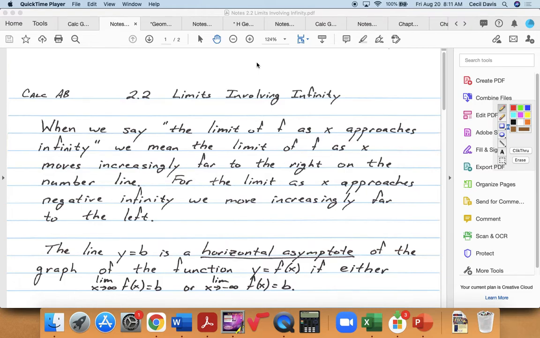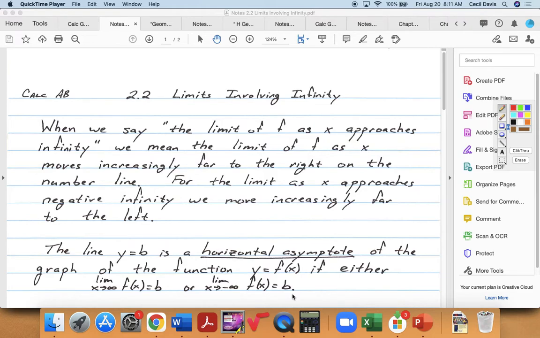So one in particular that you were very concerned with last year in pre-cal, you did a lot of problems on these, is horizontal asymptotes. So the line y equals b is a horizontal asymptote of the graph of the function y equals f of x if either one of these two things is true. The limit as x goes to infinity of f of x is equal to b, or the limit as x goes to negative infinity of f of x is equal to b.